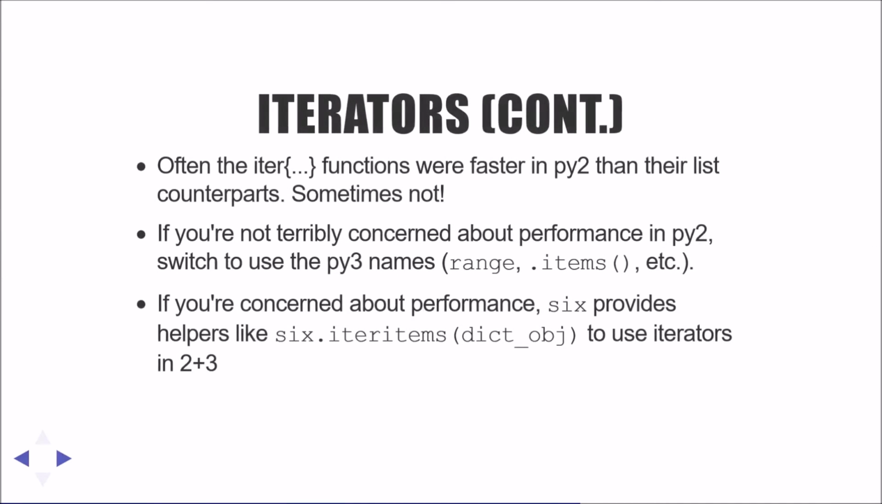Generally, you should lean towards using the Python 3 names unless you are dealing with extremely performance-critical segments of code. For example, you generally shouldn't care about using the iter versions of the functions, unless you are dealing with structures that have billions of items. If you absolutely must, six provides some helper functions to use these iterator-like objects in both Python 2 and Python 3.